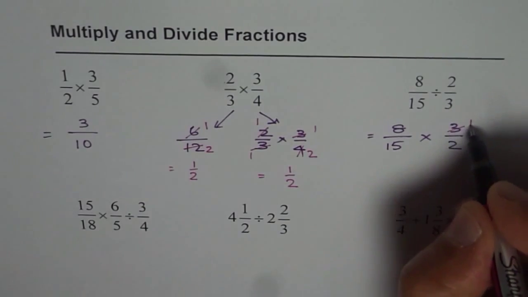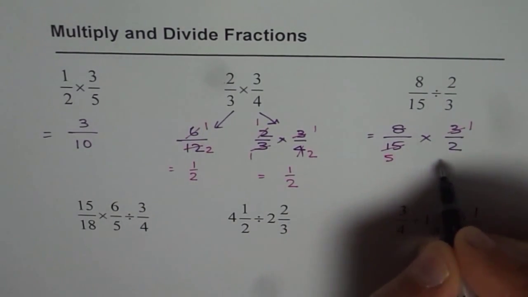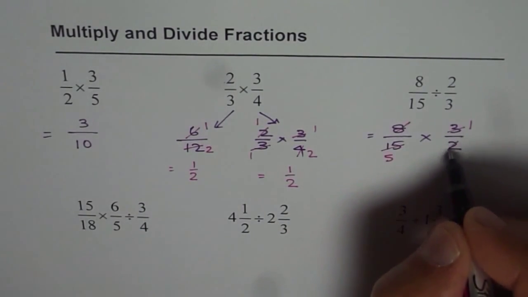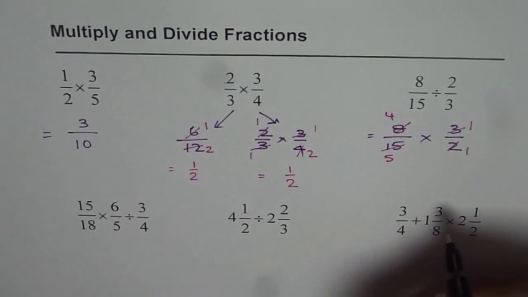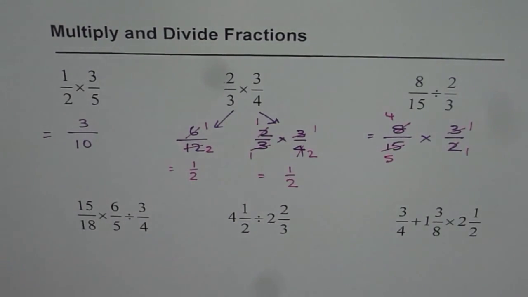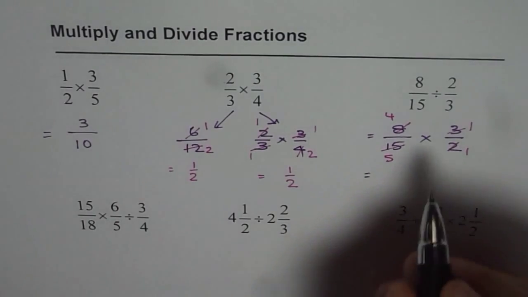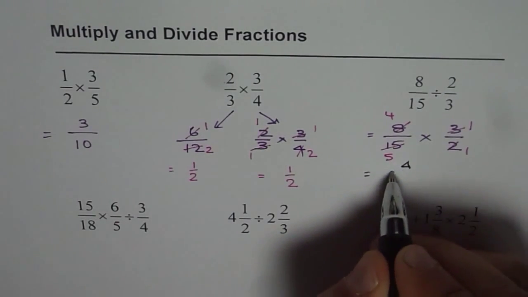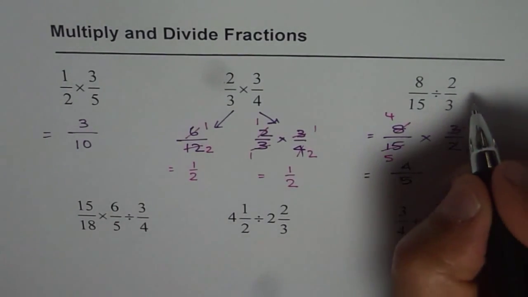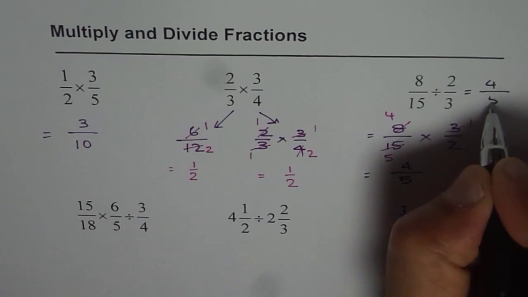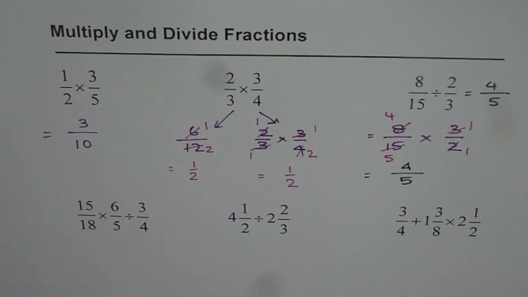So 3 times 1 is 3. 3 times 5 is 15. How about 2 times 1 is 2. 2 times 4 is 8. And that gives us the result, which is what? 4 times 1 is 4 over 5. Do you see that? So we get this as equal to 4 over 5. So it's a good idea to first simplify and then multiply. And remember, division is reciprocal of multiplication.